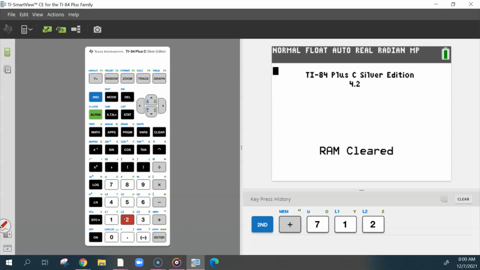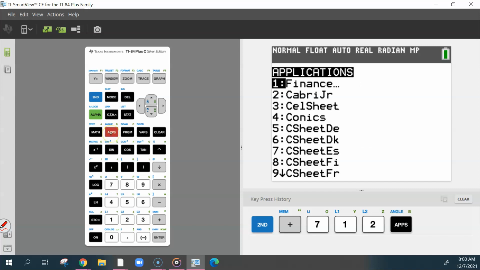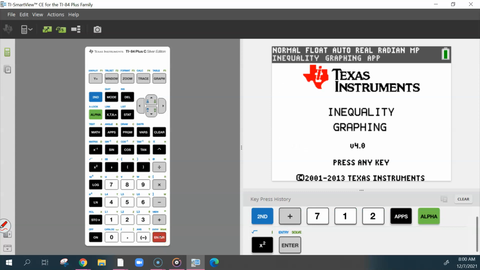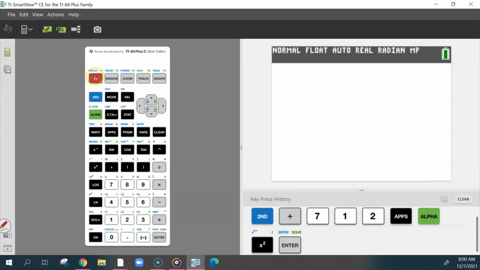So on your calculator, you can find the APPS button, next to math. I have way more apps than you guys do. You should really only have like 4. You're going to find the one that says Inequalities, but with a Z. If you have more than 4 and you don't see it, you can hit alpha I, and then it'll show up. Once you hit Inequalities, hit Enter. This should pop up. After you're in this, go back into Y equals.